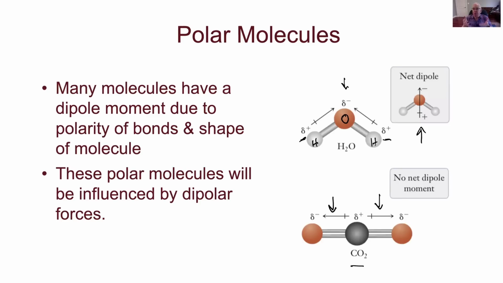The bonds are still polar, right? There's still an electronegativity difference between carbon and oxygen, but because of the way the atoms are arranged in the molecule, those bond dipoles are going to cancel. So in order to anticipate what molecules are polar and what molecules are not, it's important we be able to deduce their shapes correctly. That's something we've been working on, and you'll need to continue to work on to sort out what molecules go in what category of these intermolecular forces.